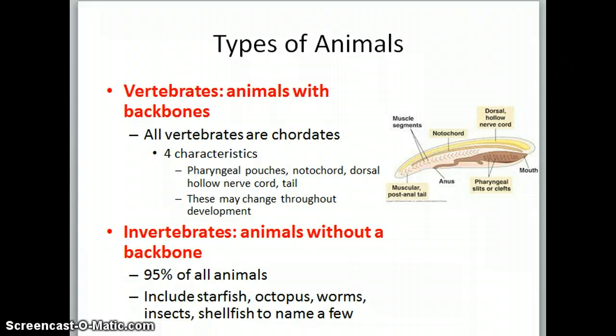Finally, all chordates have a tail at some point during development. Believe it or not, before you were born, you had a tail, and you probably still notice that if you fall on your butt really hard, that you fall on your tailbone. All of these characteristics could change during the course of an animal's life, for example, pharyngeal pouches becoming gills. But all 4 of these characteristics are present at some point during the life of a chordate.